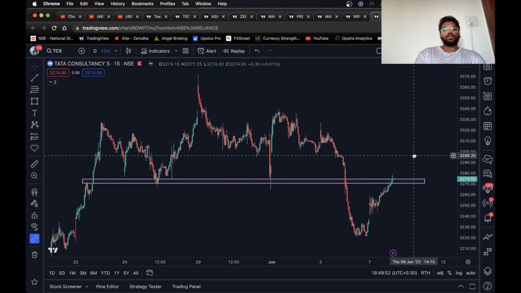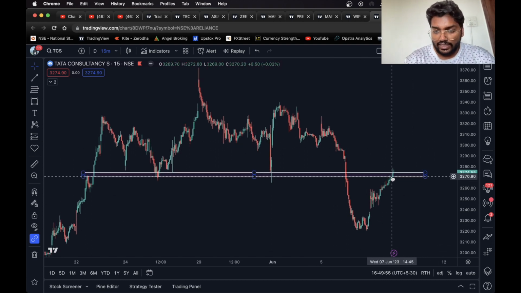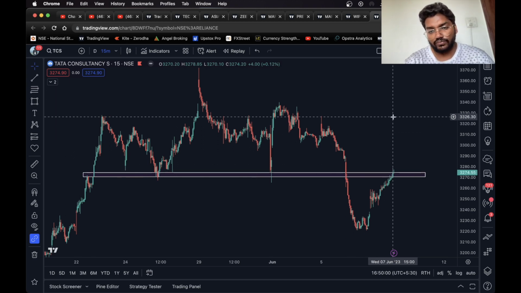Here I have drawn a level. As you can see, again TCS gave a breakdown over here. Again, a V-shape recovery. V-shape recoveries are considered to be very strong recoveries.